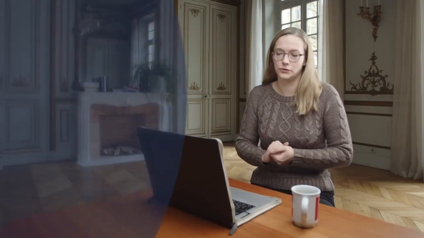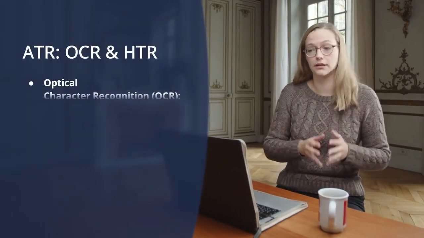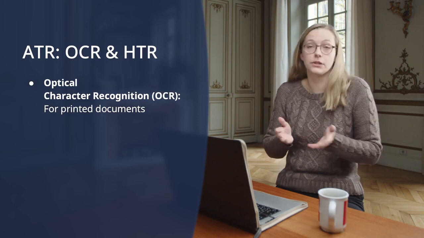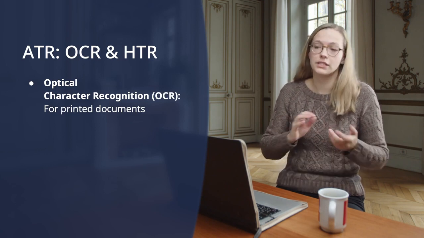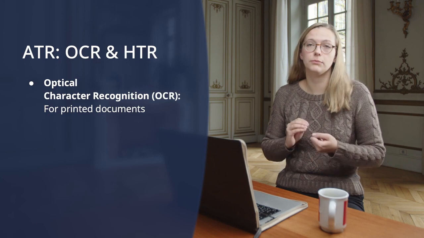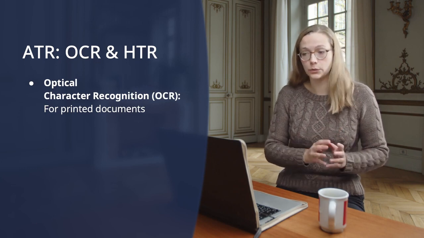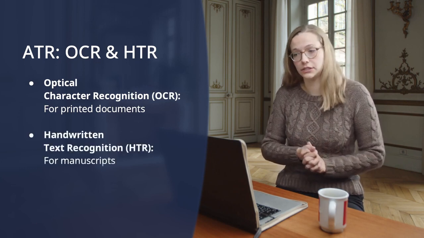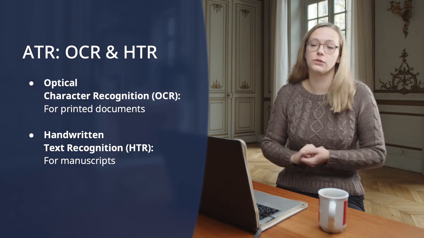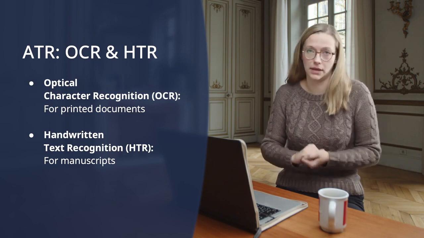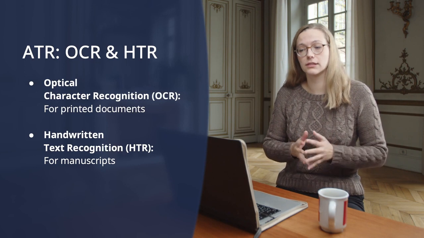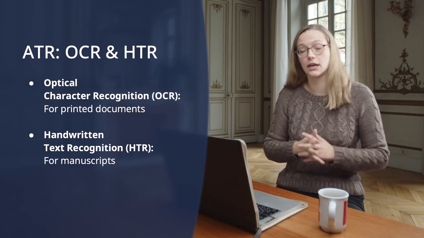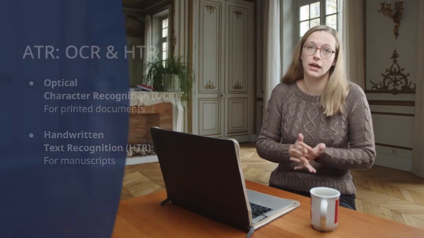ATR covers two fields. The first one is optical character recognition, also known as OCR, which is used to extract written text from printed documents. The second one is handwritten text recognition, or HTR, which is used to extract handwritten text from manuscripts. Both techniques use artificial intelligence and more specifically machine learning to extract text from images.